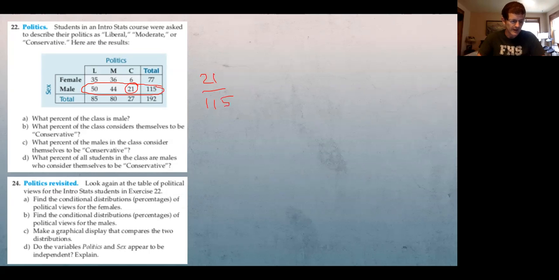All right, now the last one here is a little tricky because it almost looks like it's conditional again, but what % of all students in the class are males who consider themselves to be conservative? Now we're not talking about a conditional probability. This is just an intersection of 2 variables. So we've got males who are conservative, and out of the total, 192. So that's going to be a 21 out of 192. All right, so any questions on that first part?